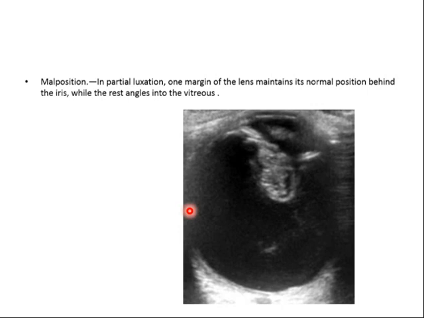Here is malposition of the lens. The anterior part of the lens is attached, but the posterior part is angled inside the vitreous. This is malposition or partial luxation. This happens very commonly after trauma. Someone hits someone on the side and dislocates the lens. Long time ago, this was a treatment for cataract. They would just hit him in the eye, dislocate the lens, and some light would get into the eye again before surgery.